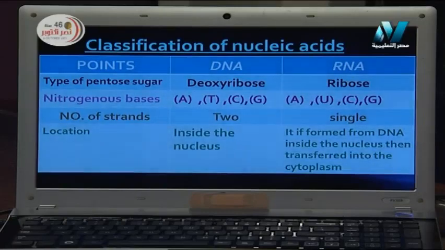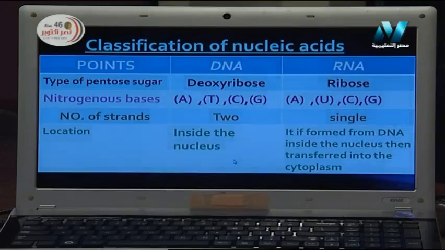النيتروجينوس بيز في ال DNA adenine, thymine, cytosine and guanine. طب امال ال RNA عندي adenine, uracil. هنا يا ولادي الثايمين replaced by uracil والباقي كله مشترك ما بين الاثنين. number of the thread اللي هو الخيط بتاع ال DNA وال RNA هنا 2 وهنا single strand.